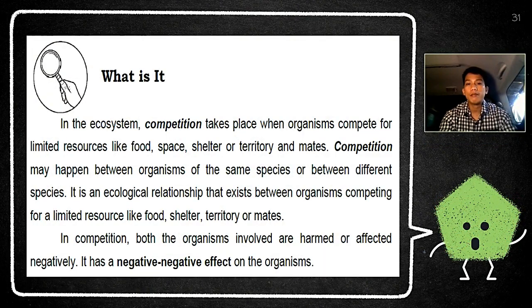So in the ecosystem, competition takes place when organisms compete for limited resources like food, space, shelter, territory, and mates. Competition may happen between organisms of the same species or between different species. It is an ecological relationship that exists between organisms competing for limited resources like food, shelter, territory, or mates. So in competition, both organisms involved are harmed or affected negatively. It has a negative to negative effect on the organisms.